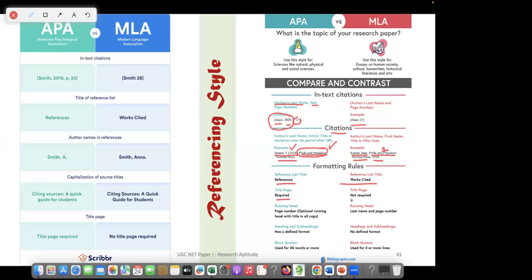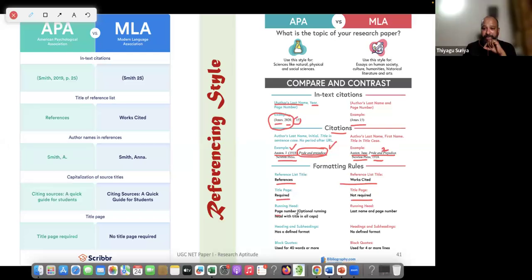Title page is required in one; title page is not required in the other. And page number: it will be needed for the page number in the running head. Right, the last name and page number are needed in the running head. I'm talking about the running head of the title pages. So this way, these two formats, APA and MLA, will be different. And just going on.